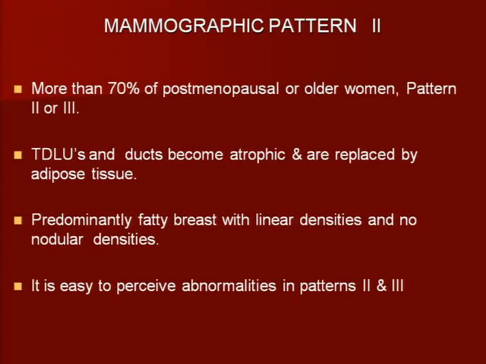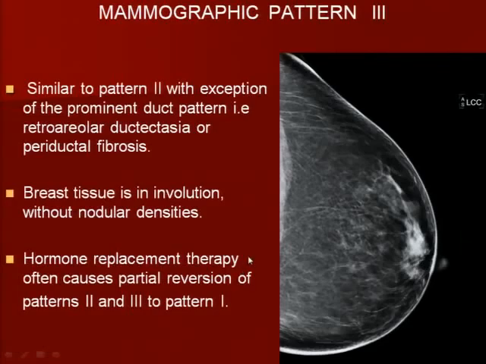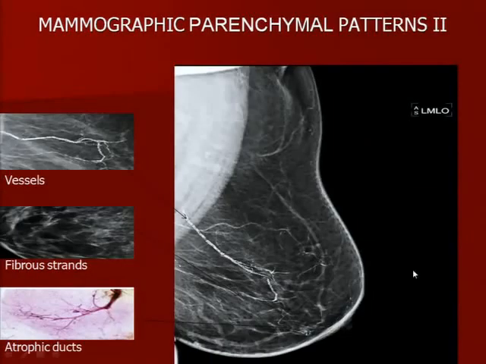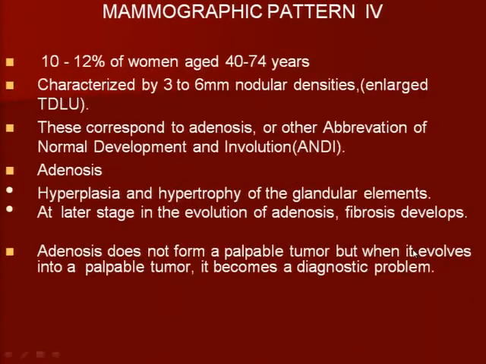And what you see is basically fat, and you see linear densities. So fat and linear densities, which can either be vessels, fibrous strands, or atrophic ducts. And it differs from pattern 3. Remember, I told you by this prominence here, prominence of the retroareolar duct or periductal fibrosis. Otherwise, 2 and 3 almost look alike, except for this. And here again, it is fatty breast with nodular density.